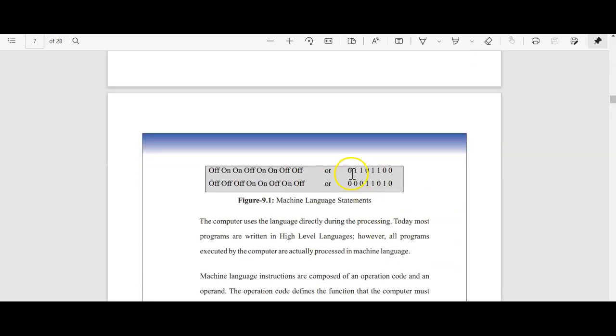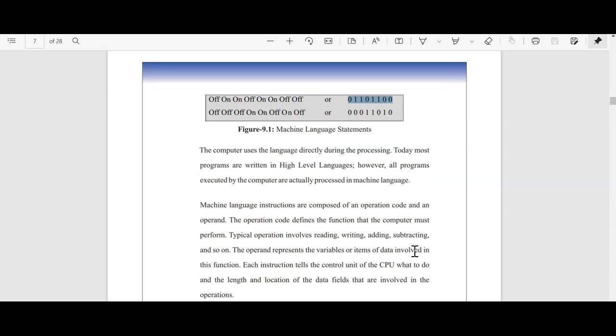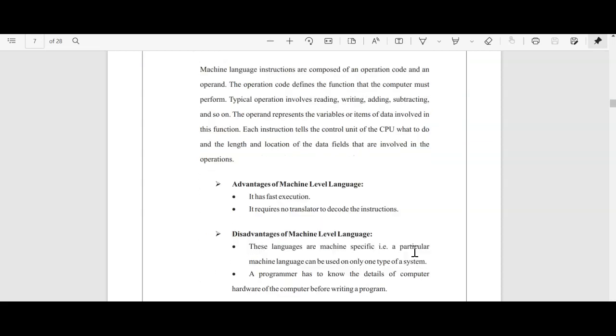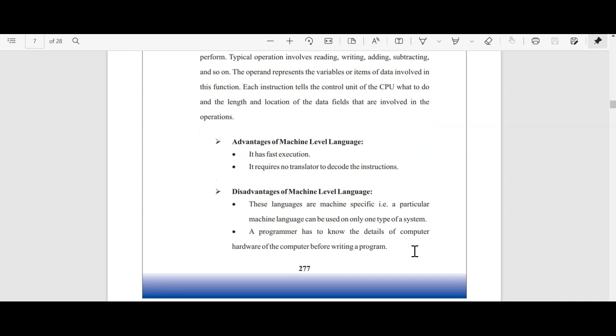This is the pattern of a binary machine language, like off on off on off on. Off is represented by 0 and on is represented by 1. This is what we call machine language, and it is directly understood by the computer. Its processing speed is very high. Why? Because there is no additional layer. Typical operations can involve reading, writing, adding, subtracting, and so on. So these are the advantages of machine language, that it has fast execution.